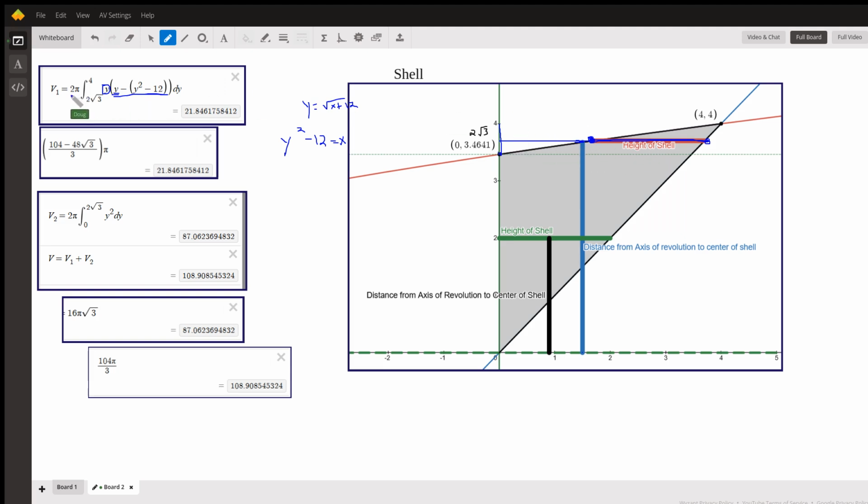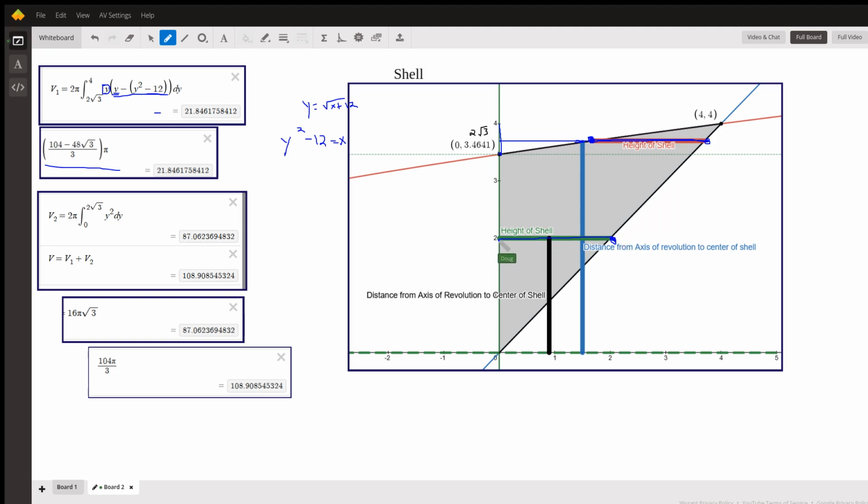And then multiplying that by 2 pi. And that's what we get for the volume of that volume of revolution. And we get this if you want an exact answer. I'll leave that to you. And then for this region down here, that's a little bit easier. The height of the shell is the length of this green segment. Well, that's the x coordinate at the right, which is just y, because y equals x.